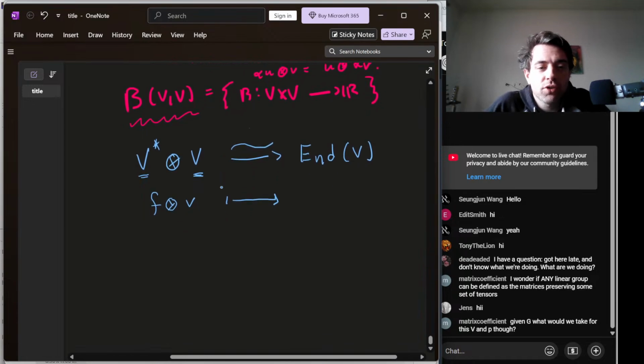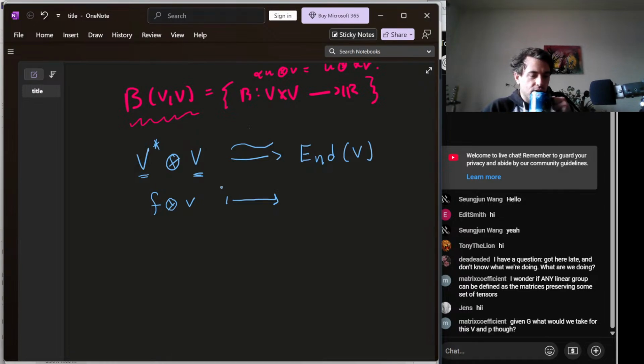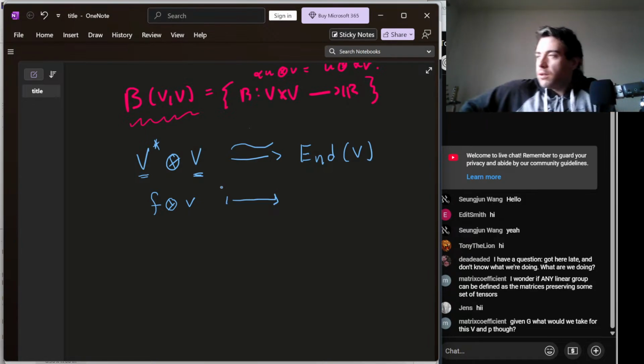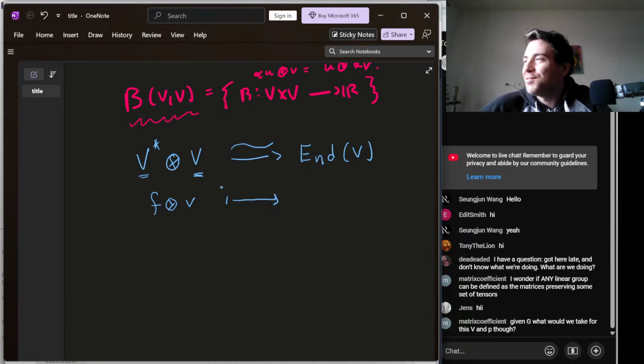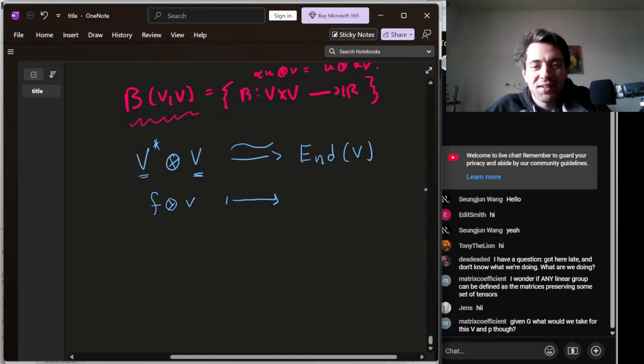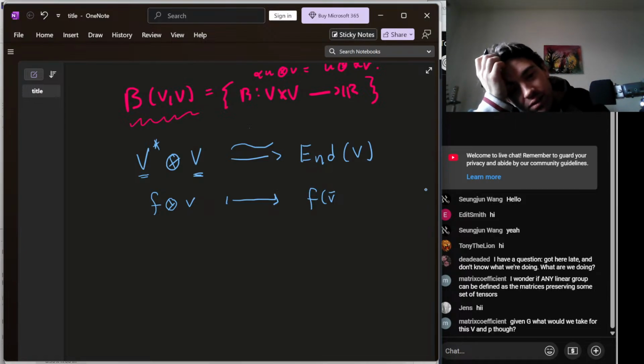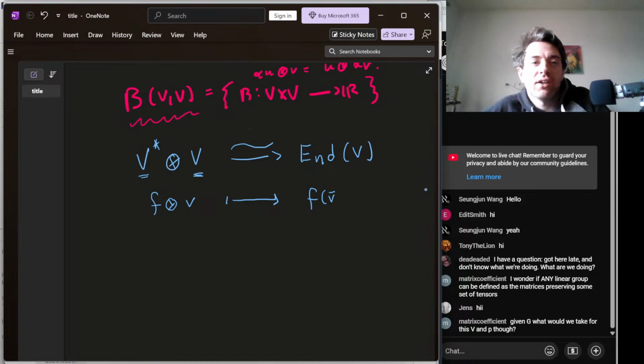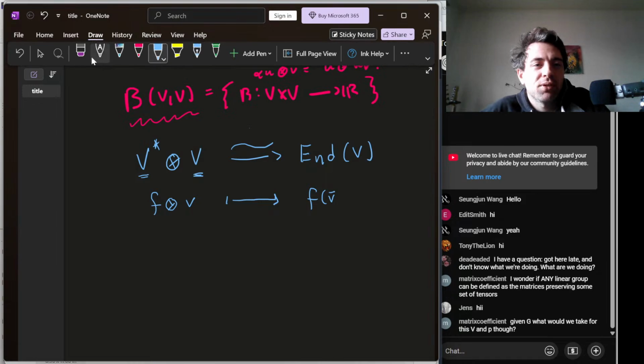And the isomorphism is given by, oh God, am I going to get this wrong? Wait, what is the isomorphism? Here I am about to yap about my favorite isomorphism. I want to say it's just, yeah, here's what it is. Wait, no, I have no idea what I'm talking about. No, I think this is what it is.